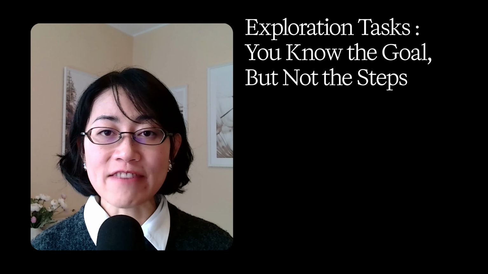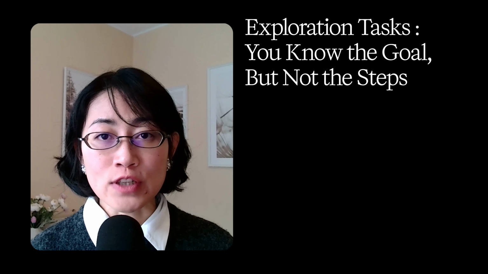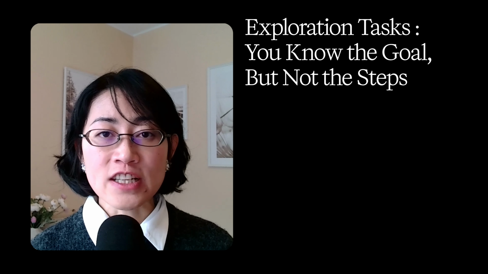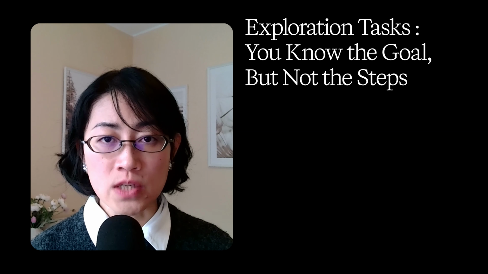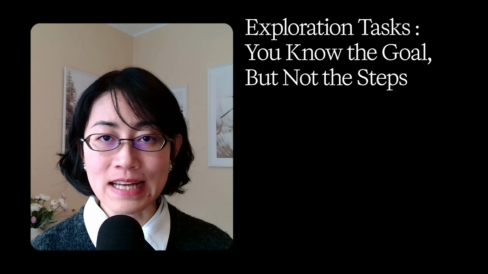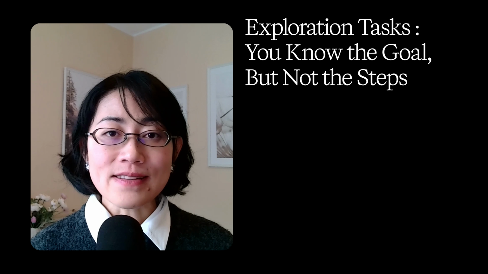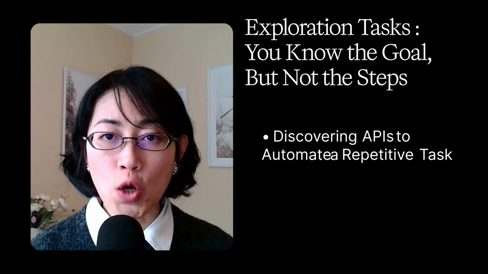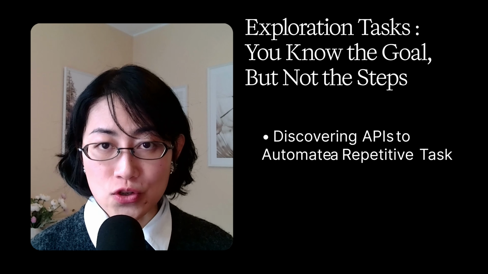Agents are great at navigating ambiguity, trying different approaches or different tools, and adjusting based on the feedback and the situation. That makes them ideal for open-ended and exploratory tasks. Task example 1: discovering an API to automate a repetitive task. You can prompt like this: find a way to automate uploading customer reports from Google Sheets to BigQuery. It can search the web, explore the BigQuery developer documents and API endpoints, and then return a working integration plan.